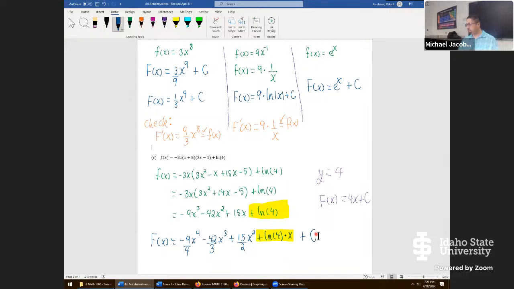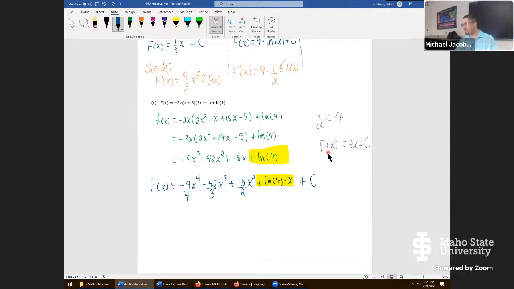If we fed this to WebAssign, we might be okay, but sometimes WebAssign would complain because that simplifies. We do know that when we took the 3 times 14, that's how we got the 42. So dividing by 3, we're just back to 14. It'll be a negative 14. It's kind of unfortunate to recopy this whole line to get a small simplification like that. But let's do it anyways. So negative 9x to the power 4 minus 14x cubed plus 15 halves x squared plus natural logarithm of 4 times x plus a constant. So that's our end answer on this problem.